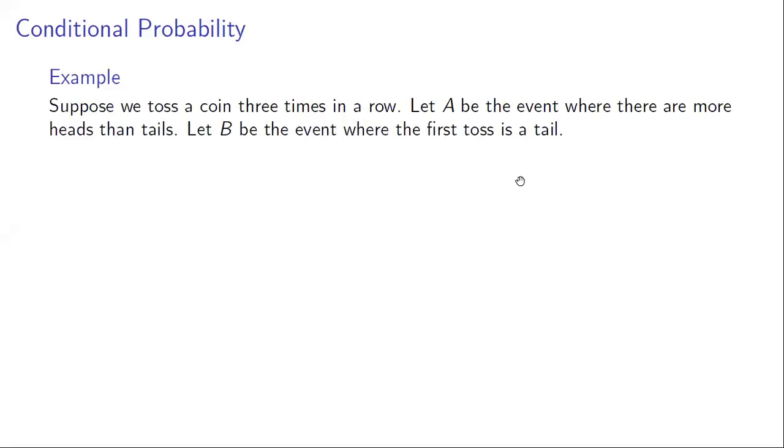Suppose we toss a coin 3 times in a row. And let's define the following events. Let A be the event where there are more heads than tails. Right, so among those 3 times, there are more heads than tails. Let B be the event where the first toss is a tail. So first step is write out the sample space S and indicate A and B.